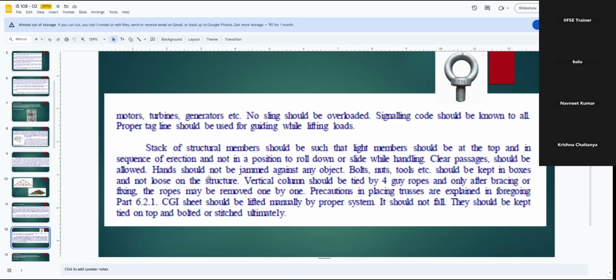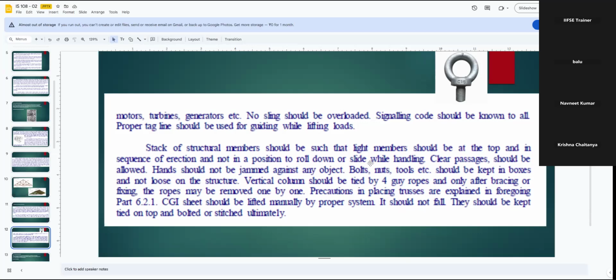in the sequence of erection, not in position to roll down or slide while handling. We have to stack all the structural members in such a way that the light members should be at the top and also in the sequence of the erection. When I say light members, yes, the light members will be at the top to avoid the overweighting, and not in position to roll down.